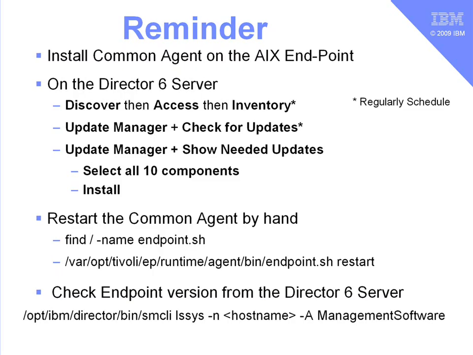Then, if you were paying attention, I had to restart by hand the common agent on the endpoint. I've given you a find command to find the actual shell script to do that, but the details are there as well. And we can start and stop, restart will do both in one go. Then we wanted to check this endpoint version. That's actually tricky to do, but I've found this Director6 server command that will do this and give us the new version, so we're confident that the upgrade has happened. Remember, the host name here has to be the full host name of your endpoint.